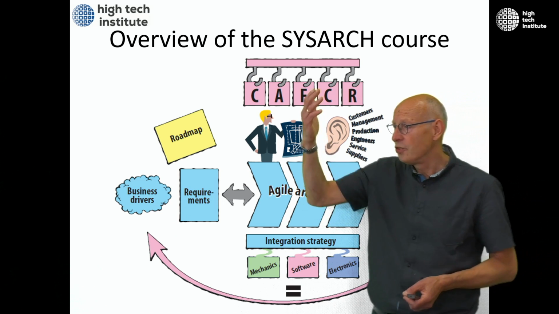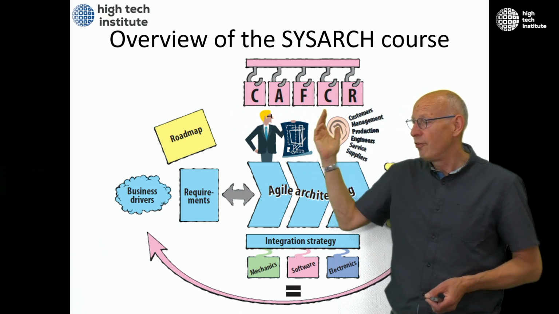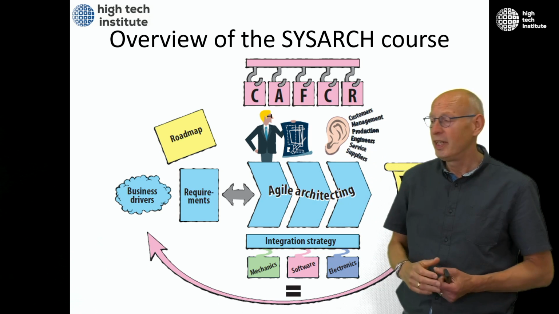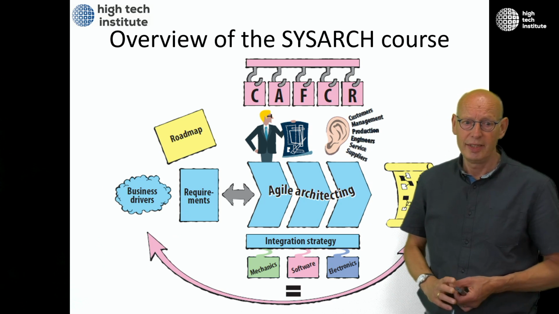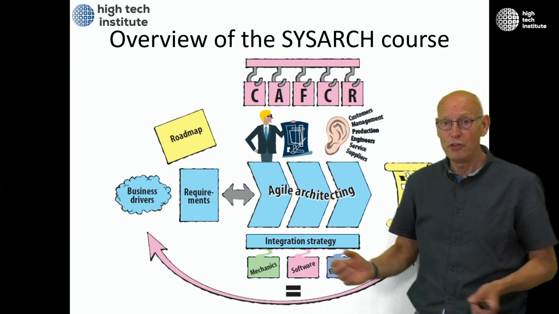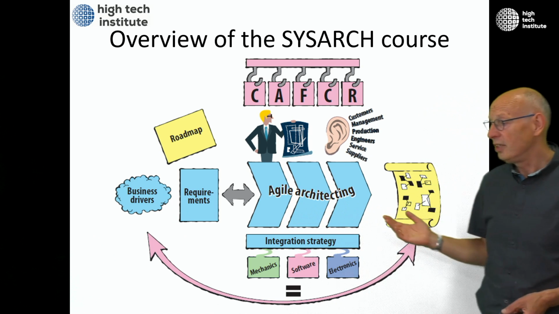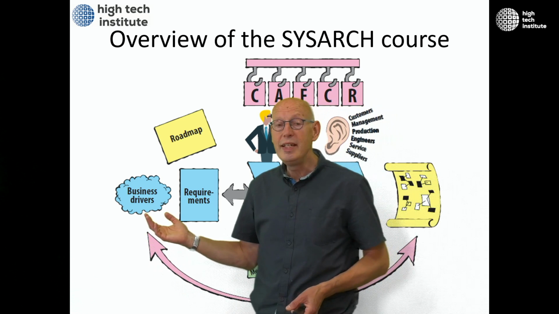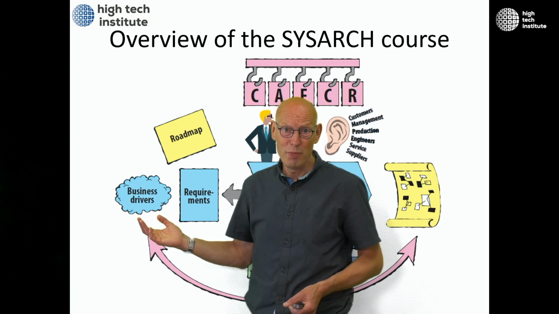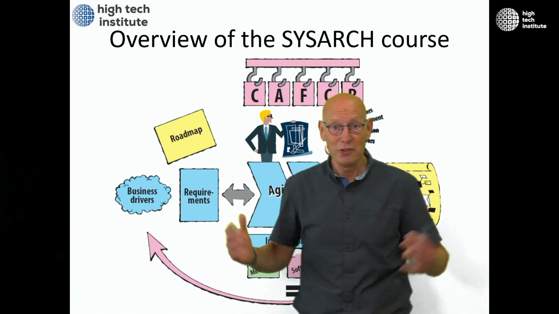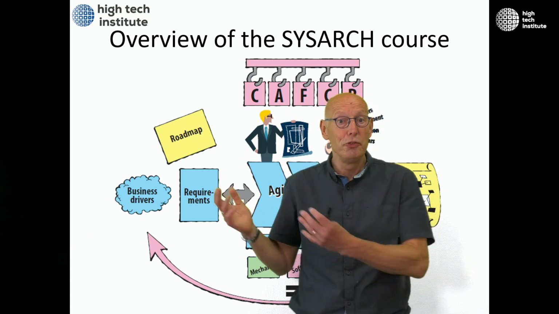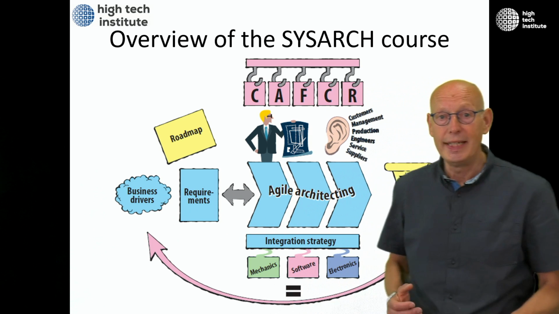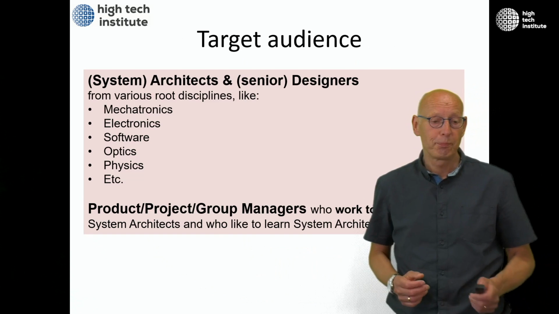And what we see here on the top is the reasoning framework, the CAFCR framework, and I'll come back to that a little bit later when I explain more about the various steps in the systems architecting training. But this in fact tries to cover it. And the end product here, the architecture, should of course try to realize, to meet these business drivers. And once you have been able, as an architect, to make that result equal to the business drivers, then in fact you did a good job. And that's what we try to train in the systems architecting training.